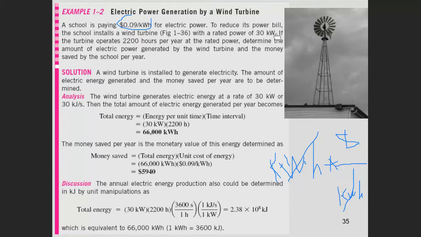So the problem is straightforward. The wind turbine is rated 30 kilowatt. If you multiply by 2,200 hours, that will give you the total kilowatt hour it will produce per year. If you multiply by the price here, which is dollar per kilowatt hour, it will give you how many dollars it will generate. That is 5,940. That is to say, this school will be able to save $5,940 per year out of its electrical consumption, because the electricity will come from the wind turbine. Okay?